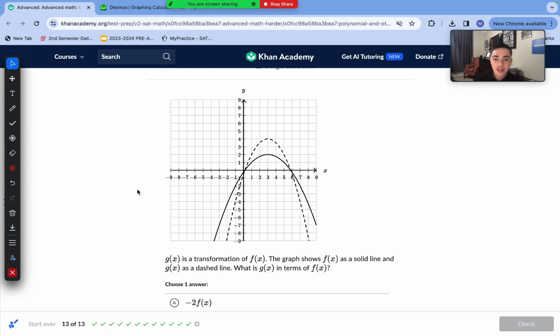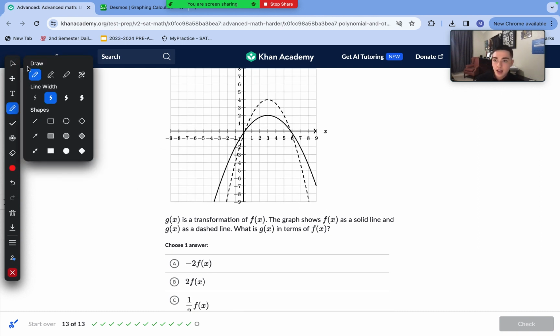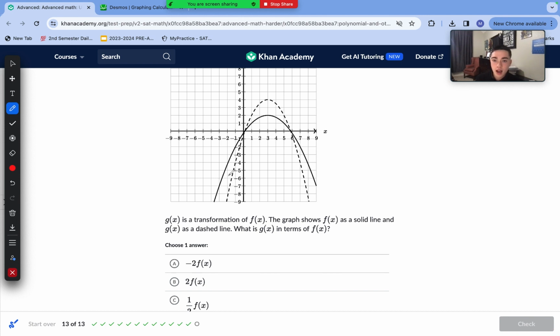Okay, now on to this last question. G of x is a transformation of f of x. It shows f of x as a solid line and g of x as a dashed line. So we're going from this solid line to our dashed line. What is g of x in terms of f of x? Like transformation notation, the best way to do this is actually to model this.